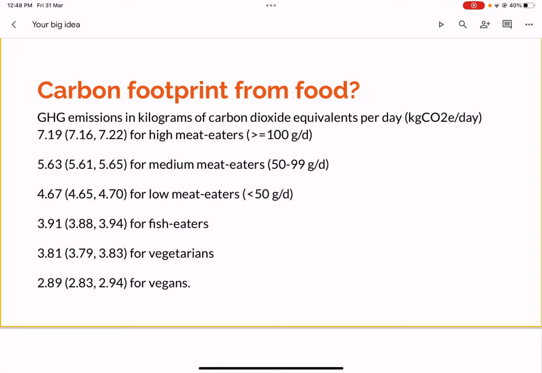If the person is a fish eater instead of a meat eater, then the typical value could be slightly lower, and it is 3.91. For vegetarians, it is found that the carbon footprint is lower, and it is 3.81. For vegans, the value is much lower, it is 2.89. So this could be one argument for shifting towards plant-based diets.